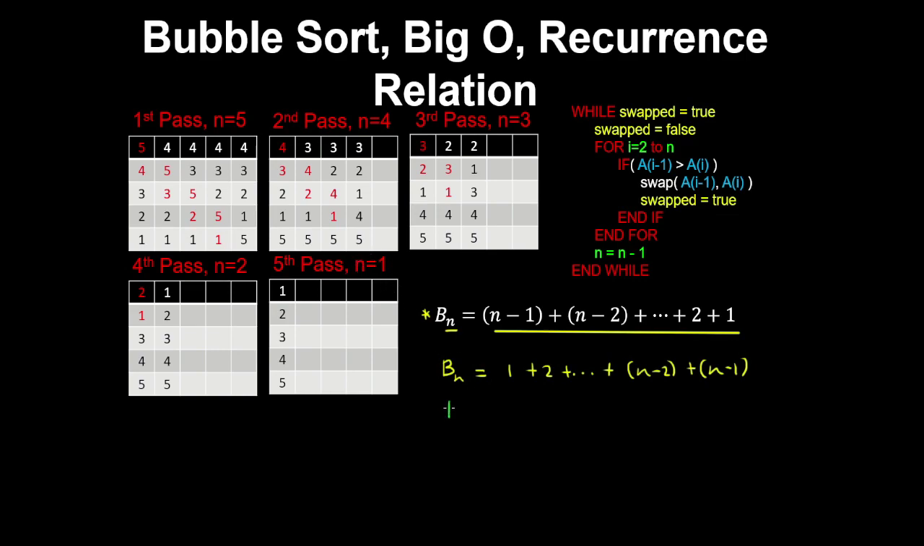So when n equals 1, we have 0 comparisons, and when n equals 2, we have 1 comparison, and when n equals 3, we have 1 plus 2 comparisons, and so on. And therefore B(n minus 1) is equal to 1 plus 2 up to n minus 2.